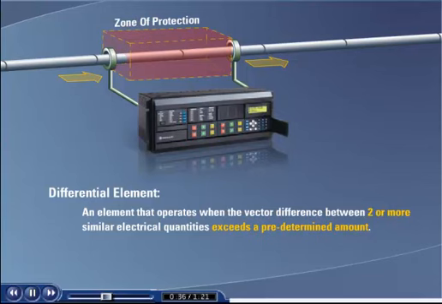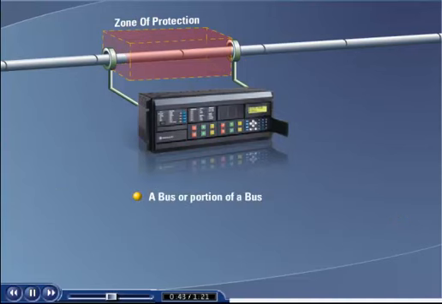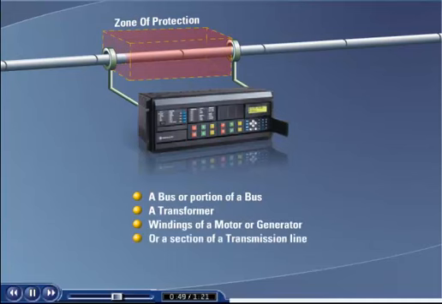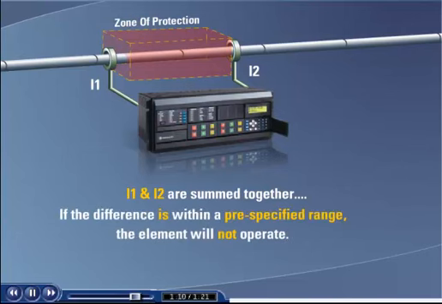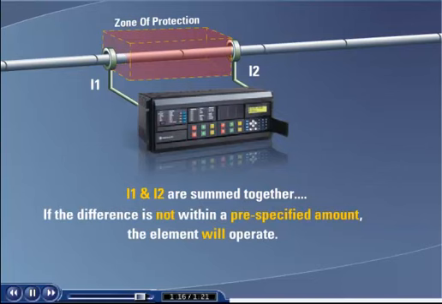The simplest example of current differential is the arrangement shown here. The system component being protected might be a bus or a portion of a bus, a transformer, windings of a motor or generator, or a section of a transmission line. Current transformers are positioned on either side of the system element, forming the boundaries of the zone of protection. Under normal operating conditions, the secondary currents of the CTs are summed after any required scaling and phase angle correction, as would be the case for transformer protection. If the difference is within an accepted range, which can be attributed to CT error, the element will not operate. If the protected device develops a fault which results in a difference greater than an acceptable amount, the elements will operate.